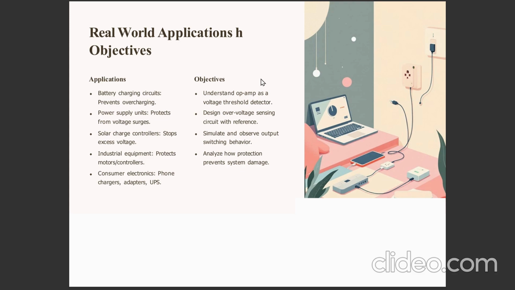The objective behind our design includes understanding how an op-amp works as a voltage threshold detector, creating a sensing circuit using a stable reference voltage, and then simulating the behavior to see how the output switches when overvoltage occurs.